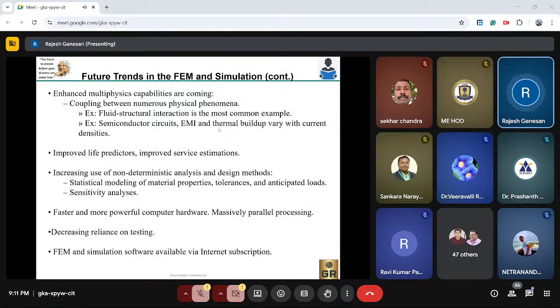Then, future trends continuing: enhanced multiphysics capabilities are coming, improved life predictors, improved service estimations, increasing non-deterministic analysis, faster and more powerful computer hardware, decreasing reliance on testing, and FEM and simulation software available via internet subscription.